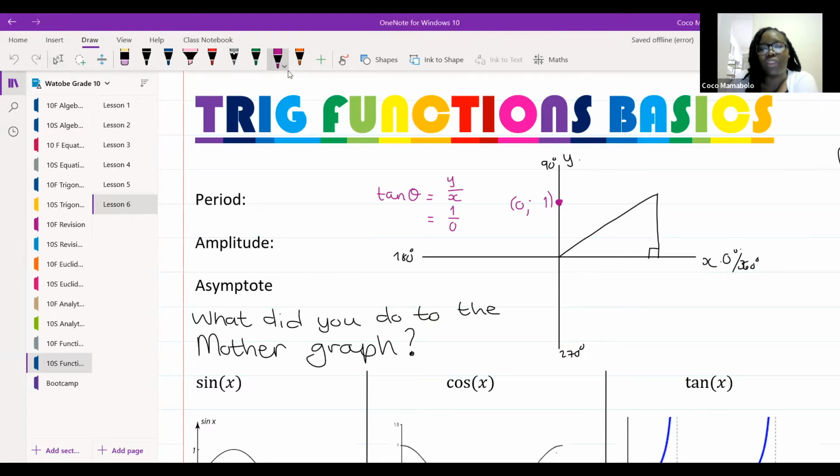So if we put 1 over 0, we're going to get undefined, guys. It's going to be undefined because we can't divide by 0. Same as if we came down here. The point down here would be 0, -1. At 270, my tan of theta would be equal to -1 over 0. -1 over 0 is going to give me undefined.